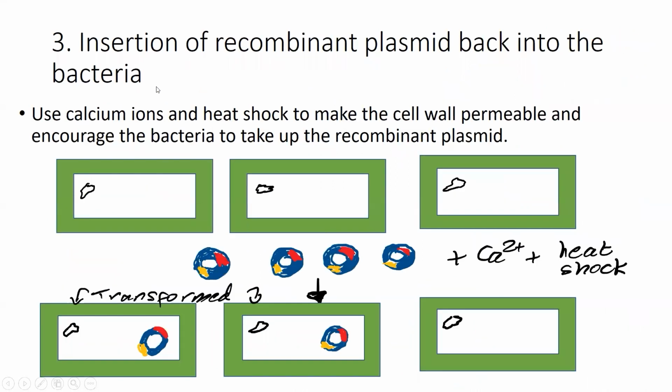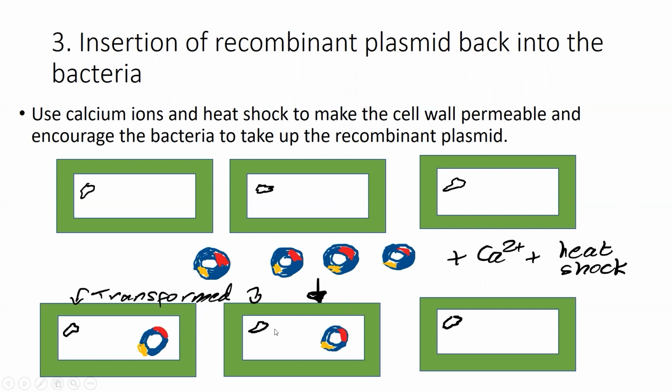So we then got stage 3, which is to insert the recombinant plasmid back into the bacteria. So here are our bacterial cells. Here are our recombinant plasmids. We want to persuade the bacterial cells to take them up. We need to make the cell walls permeable. We do that by treating it with calcium ions and with heat shock. Heat shock means literally heating up for a matter of seconds, then cooling it back down. And some of the bacteria hopefully will take up our plasmids.